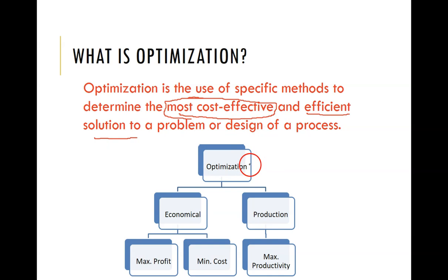Now if you look on this chart, our optimization lies on the top of two things. One is the economical, which is the process economics, and the other one is our production. We want to maximize our production in order to have the optimization, and at the same time we want to maximize our profit and we want to minimize our cost. Profit and cost are related to the economics of the system, and productivity is related to your production.